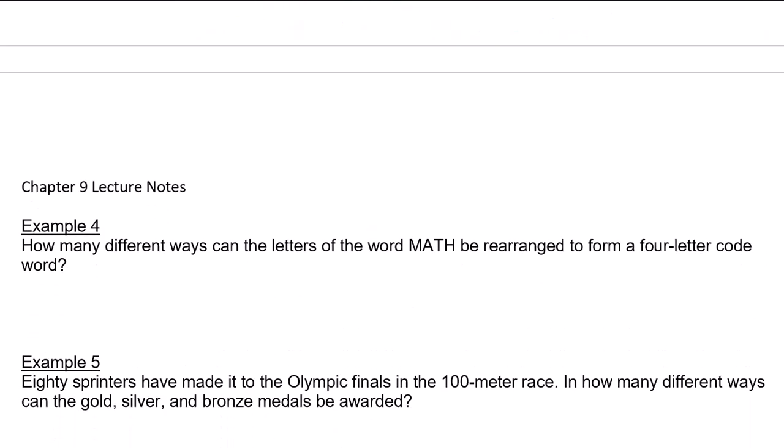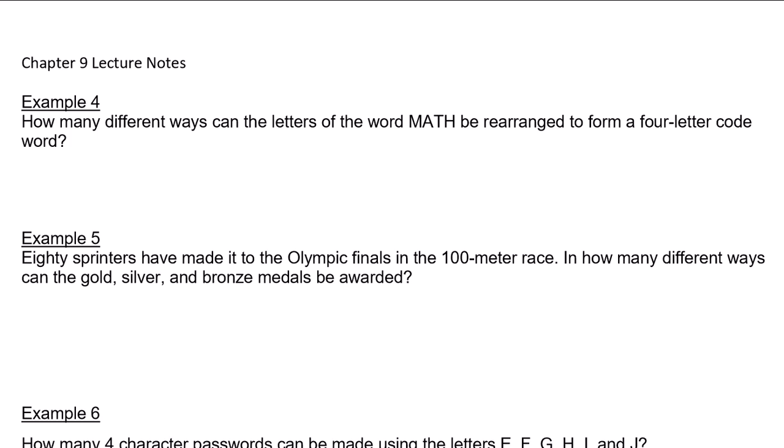Let's go get an example. How many different ways can the letters of the word MATH be arranged to form a 4-letter code word? All right, so we have a 4-letter code word. So here's a spot for our 4 letters. We are taking the word MATH and working with it.